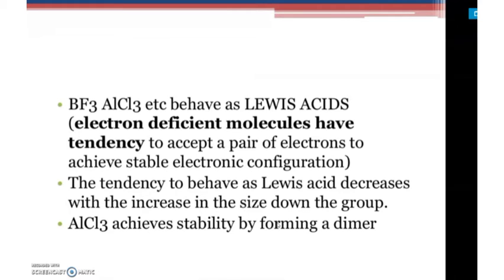And BF3 and AlCl3 etc. behave as Lewis acids. That is, they are electron deficient compounds. So the tendency to behave as a Lewis acid decreases in a group due to the increase in size down the group. So BF3 and AlCl3 will show the property of Lewis acid more.